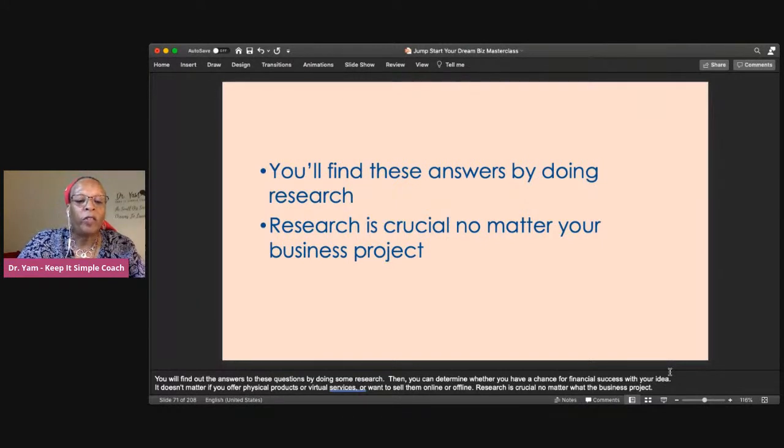Now, you're going to find those answers, like I said, in the research. So you're going to determine whether or not you have a chance of that financial success with that idea. Because you may find out through the research that the idea that you have may not be as viable as you might have thought. And so there, again, is your opportunity to do some tweaking. So don't be too married to the idea that you have in your head. So I just kind of want to ease the pain in case the data is not showing things as you might have liked it to, but the data doesn't lie. So we do want to make sure. So no matter what the business project is, research is going to be critical for you.